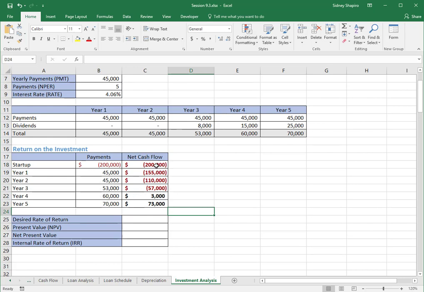In the first year, they're out 200,000. In the second year, by the year 1 payment, they're out 155,000. Year 2, 110. Year 3, 57. And then by year 5, the investors are getting an additional 73,000. So basically, you're saying to the investors, wait for the 4 or 5 years, and you're actually going to make a big profit at the end, in addition to the 200,000 that you put in.